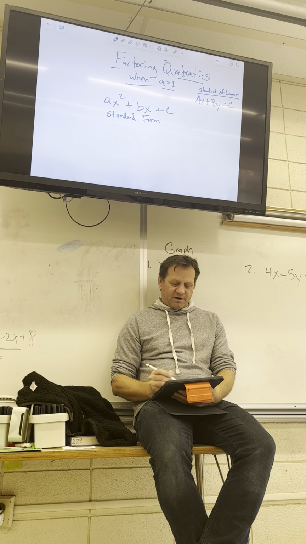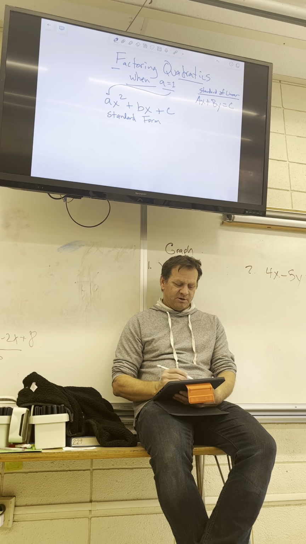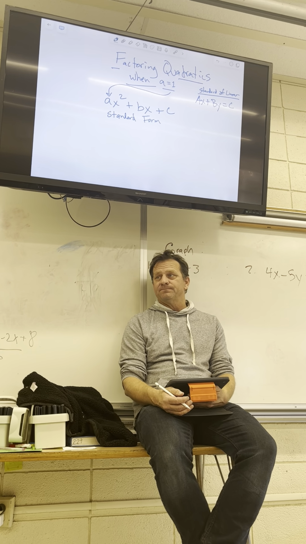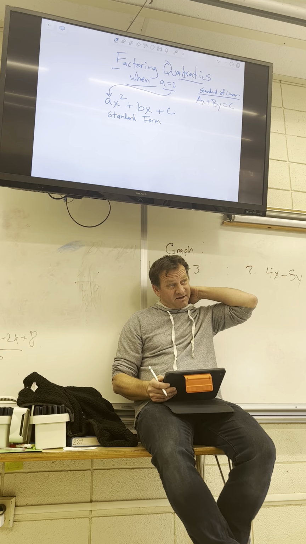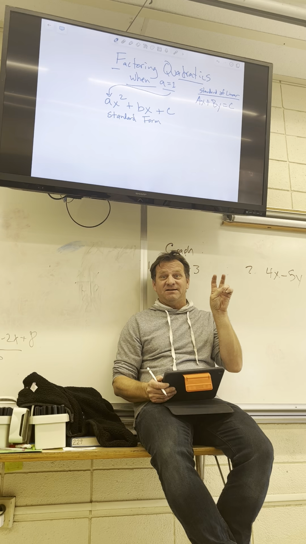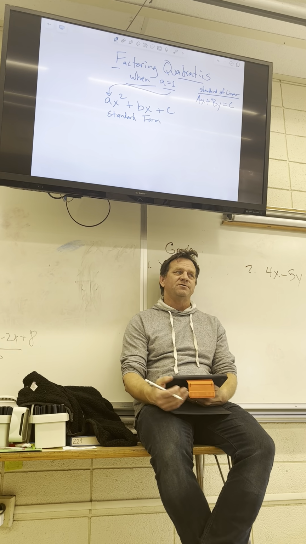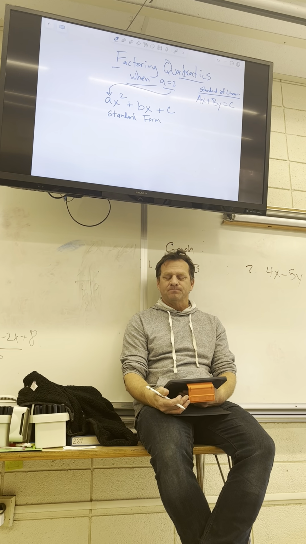And when I say A equals 1, what we're referring to is the coefficient of the x squared is equal to 1. So A equals 1. These are going to be known as the easy ones to factor. Because when A is 1, there's a lot less possibilities for what it's going to be.